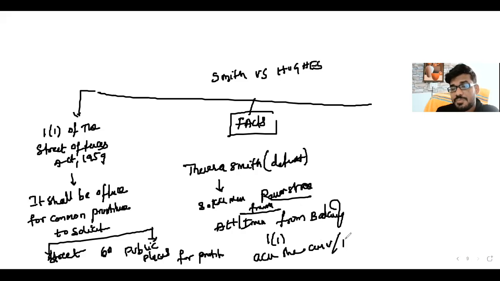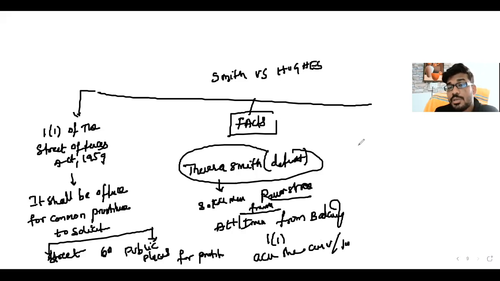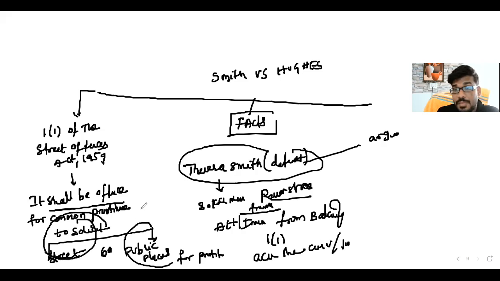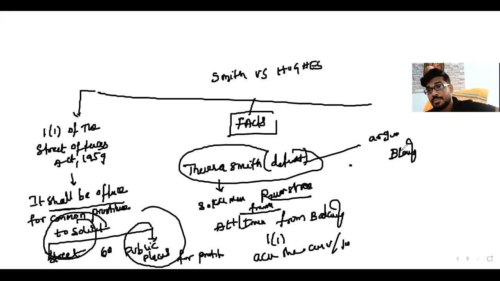She was convicted and punished with a penalty. In this scenario, what is Teresa Smith arguing in court? The law clearly says it is an offence only when I am soliciting in the street or in public places. But here I am soliciting from my house balcony, which is not a public place or a street. How is a balcony a public place? How is a balcony a street? It is neither a street nor a public place. How can it be treated as an offence under this act?